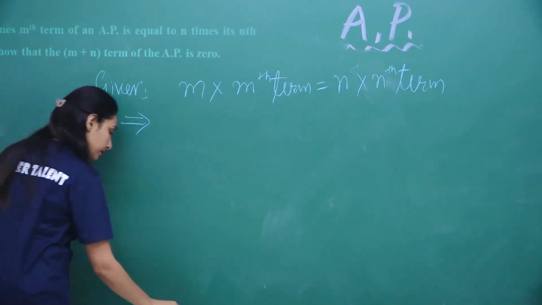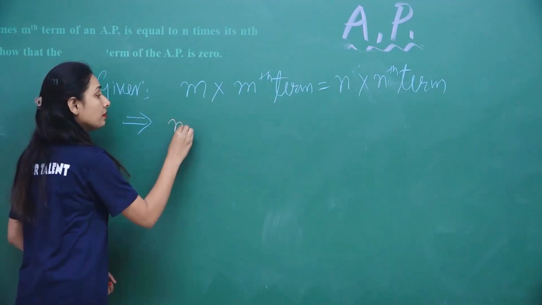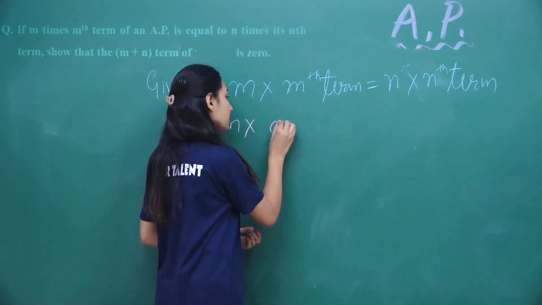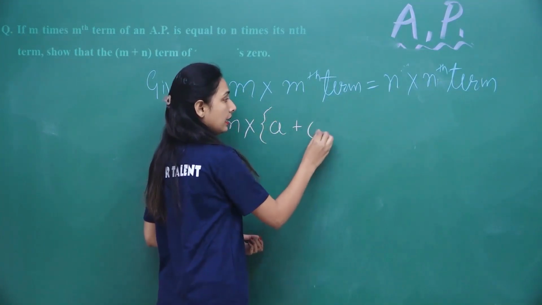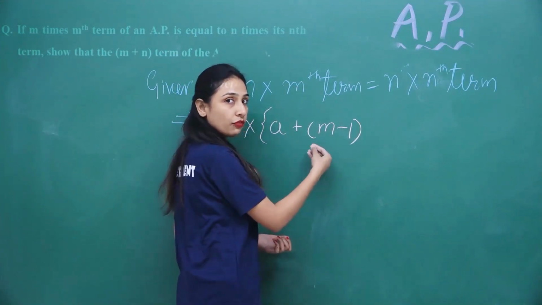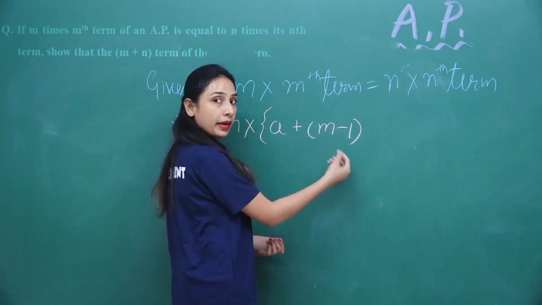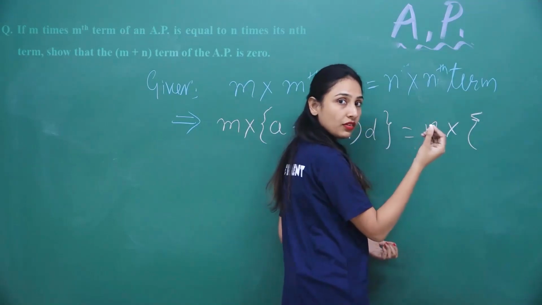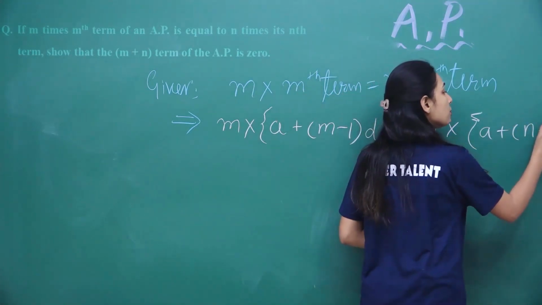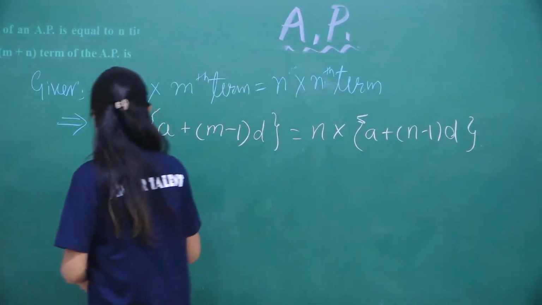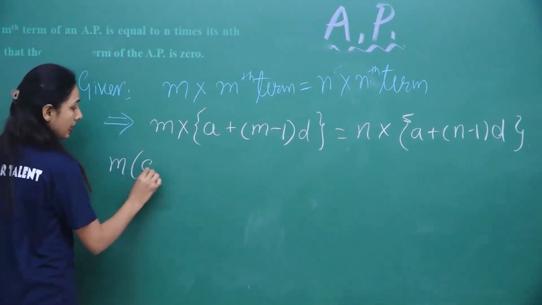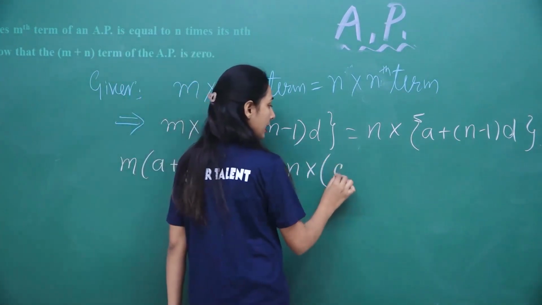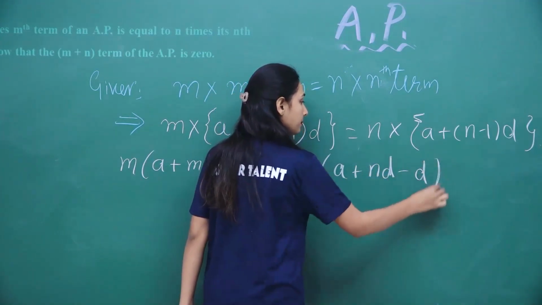What this means is m multiplied by the mth term. What is the mth term? Tm will be equal to a plus (m minus 1) d. In the place of n we write m here because it's the mth term. Here n times the nth term, and we are very familiar with the nth term, that will be a plus (n minus 1) d. So just solve this equation: m times (a plus md minus d) equals n multiplied by (a plus nd minus d).